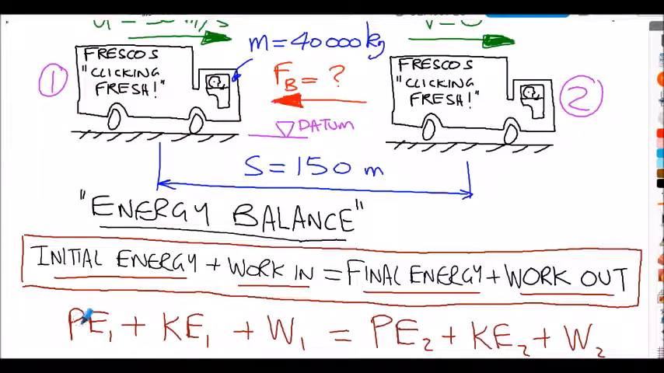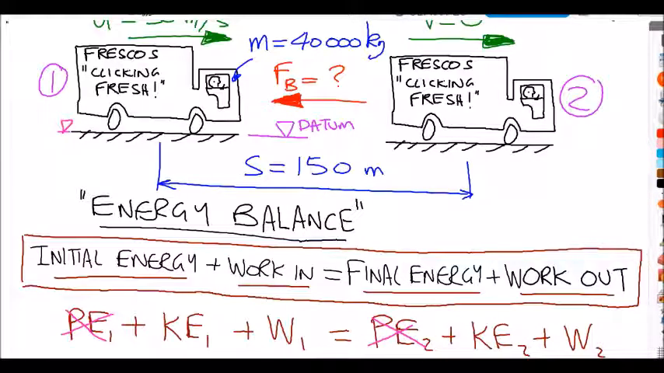On the left-hand side, I could have initial potential energy, initial kinetic energy, and work into the system. And on the right-hand side, I could have final potential energy, final kinetic energy, and work out of the system. Now, in this particular case, because we're on straight and level road here, if I take my datum at the road surface, there'll be no change in potential energy between position 1 and position 2. So there'll be no initial potential energy to concern us and no final potential energy to concern us either.